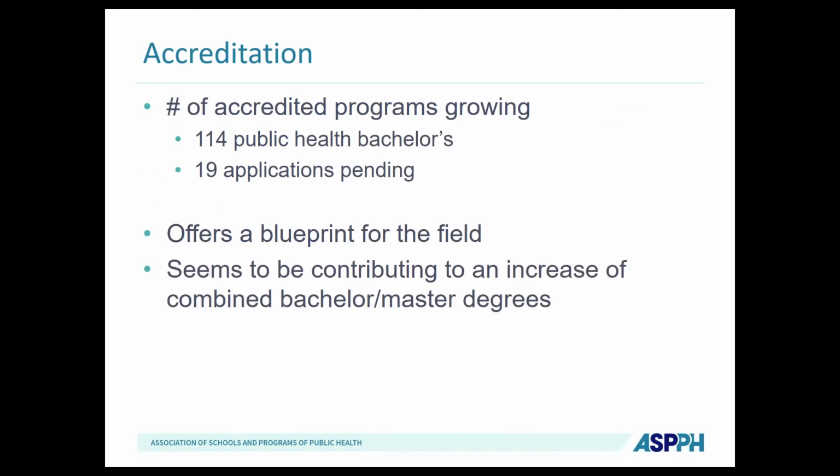So I had mentioned accreditation. Clearly this data is from the Council on Education for Public Health, CEPH, website, and they are responsible for accrediting both master's and undergraduate public health programs. As of a few weeks ago, there were 114 public health bachelor's degrees that were approved and 19 applications that were still pending. These programs are both within schools of public health, and now there's also a standalone accreditation for programs that are not affiliated with a master's of public health or a school of public health.